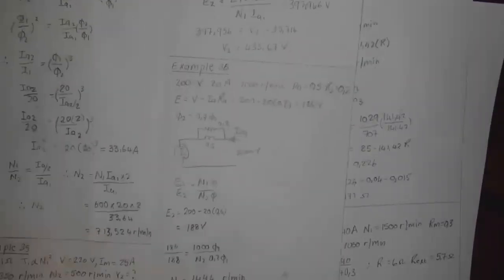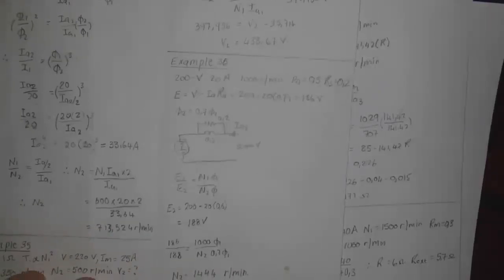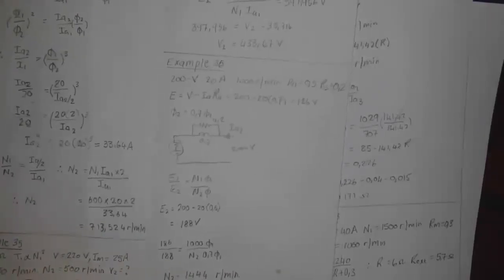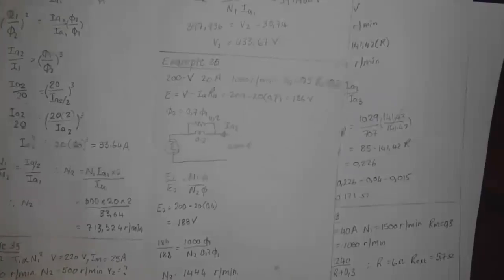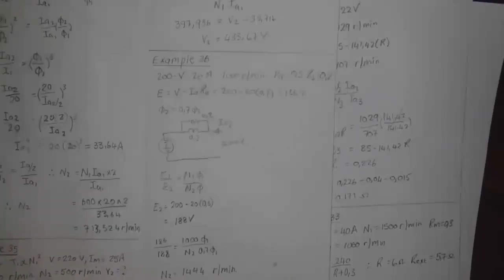Then question 36. We have a 200 volt, 20 amp, 1000 revs per minute machine with RA is 0.5 ohms and series resistance is 0.2 ohm. They put a resistance of 0.2 ohms in parallel with the field, and they say at half of the field current, the flux is 70% of that of flux 1.